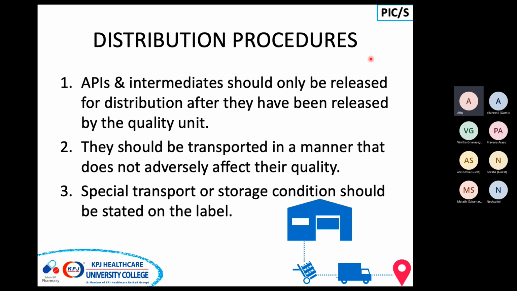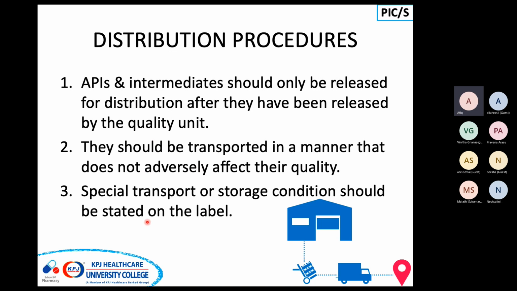And for distribution procedures, according to PIC over here, the active pharmaceutical ingredient and any intermediate material should only be released for distribution after they have been released by the quality unit. So that means the QC, after they have run the test and the results are satisfactory, then only the product can be released to be used in the production or something like that. And then they should be transported in a manner that does not adversely affect their quality, and special transport or storage condition should be stated on the label.